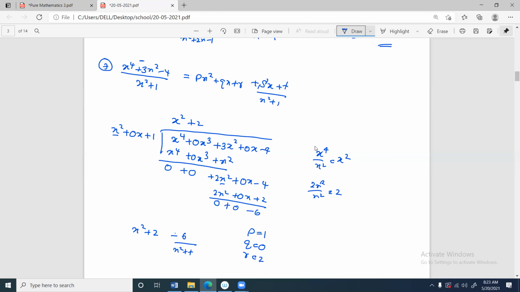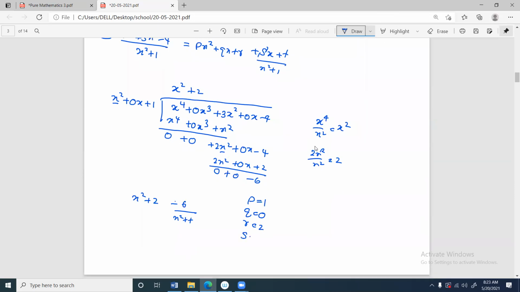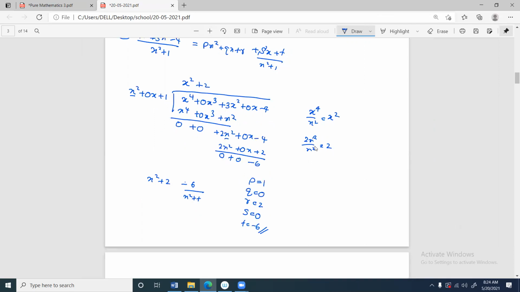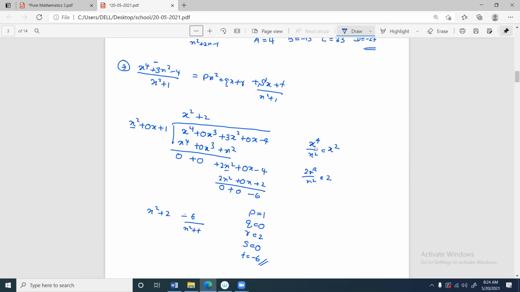Then s is the x term in the numerator. There is no x term in the numerator here, so we can write s equals 0, and t is the constant term, which is minus 6. That is the final answer for this question. I'll just make it a little bit smaller, then you can see the entire question at once. That's a way of understanding this kind of question.